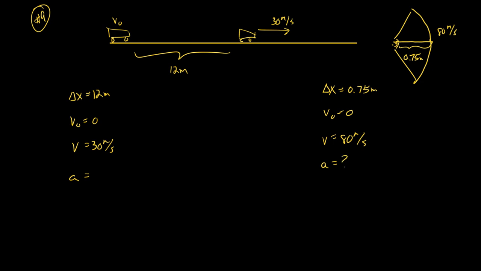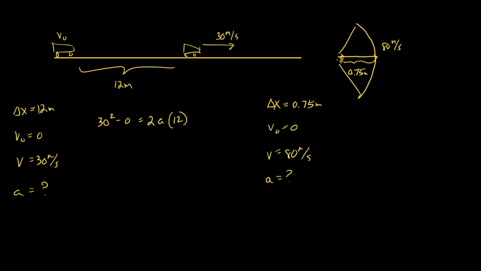There we go. So, yeah. Ant-Man being launched on an arrow, very unlikely. But let's go with it anyways. 30 squared minus 0 equals 2a times 12. Wow.